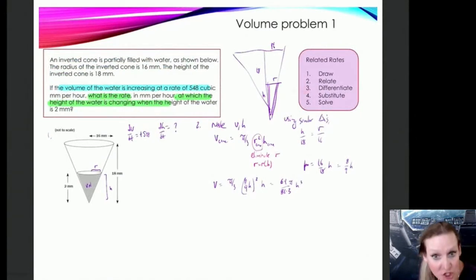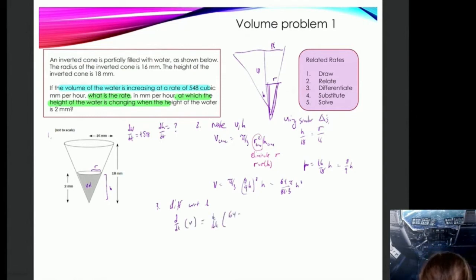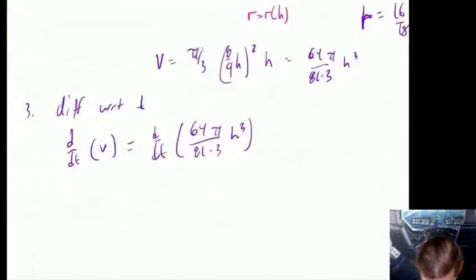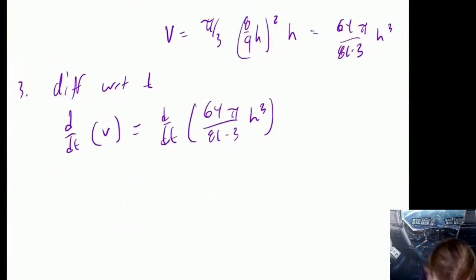Step 3, we're going to differentiate, always with respect to time when doing related rates problems. So step 3, differentiate with respect to time. And look, time doesn't show up in this equation. It's implicit. So I'll get that d dt of V equals d dt of 64 pi over 81 times 3 times H cubed. And now is where all your work with implicit differentiation comes in handy. So check it out. I've got variable mismatches, right? T is not V. They're different from each other.